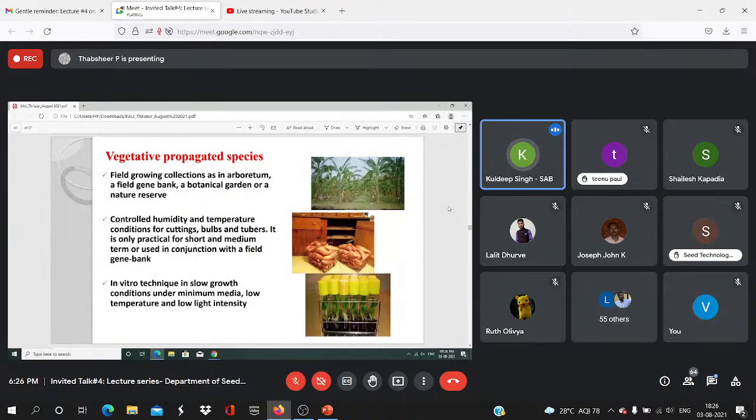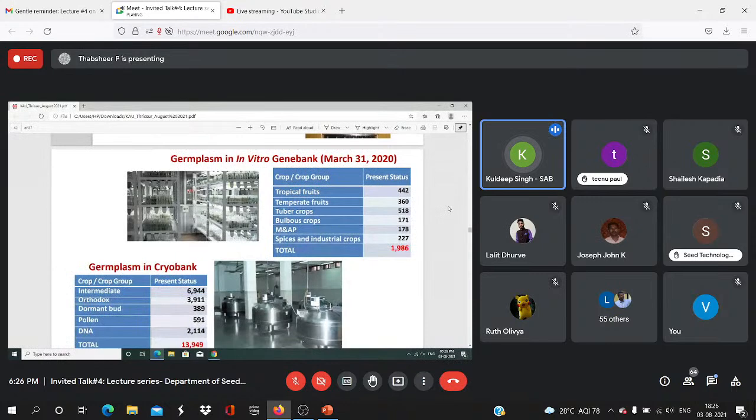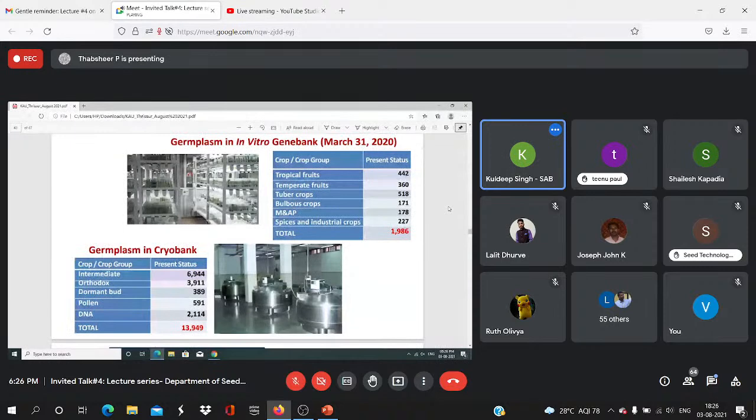Yeah, this is the genetic resources which we are conserving in situ, be it in tissue culture, more than around 2,000 accessions of different fruit crops. And likewise in cryo, almost 14,000 accessions we are conserving in the cryogene bank. Next, please. This is genetic resources which are being conserved in the gene bank.